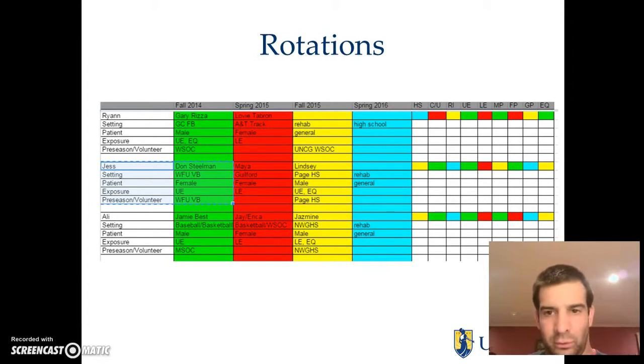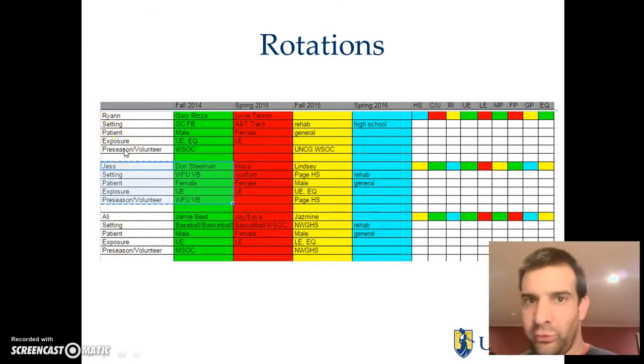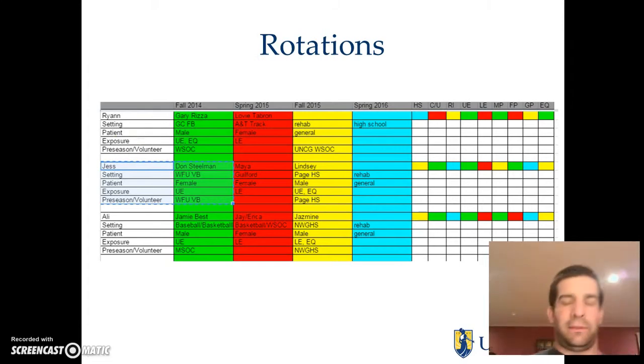If you look at this, this is sort of a spreadsheet for how I do the rotation, so you can see if you have the student here, I have the setting, the patient, the exposure, and then a preseason. All our students do a preseason in the fall. You can't fake or simulate preseason 2-a-days and all that kind of stuff. So students will all have a preseason.